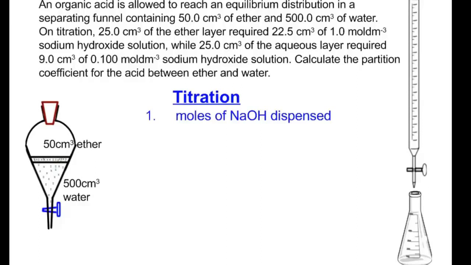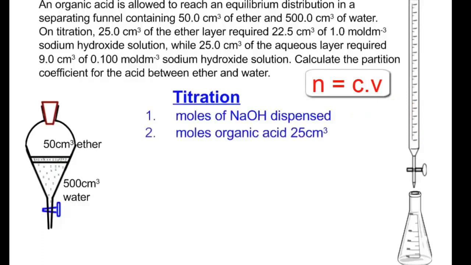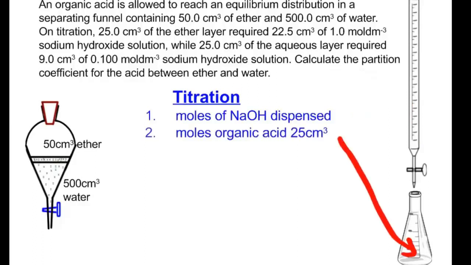In any titration calculation, I'm sure you will be aware, there are 3 basic steps. The first step is to use n = cV to calculate the number of moles of chemical dispensed from the burette. In this case, it's the sodium hydroxide. When you've worked out the number of moles of sodium hydroxide dispensed, you can use the balanced equation between the 2 chemicals to work out the number of moles of organic acid present in the conical flask.